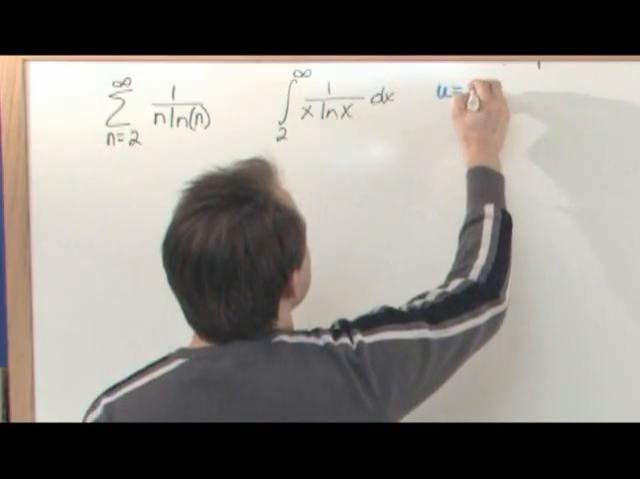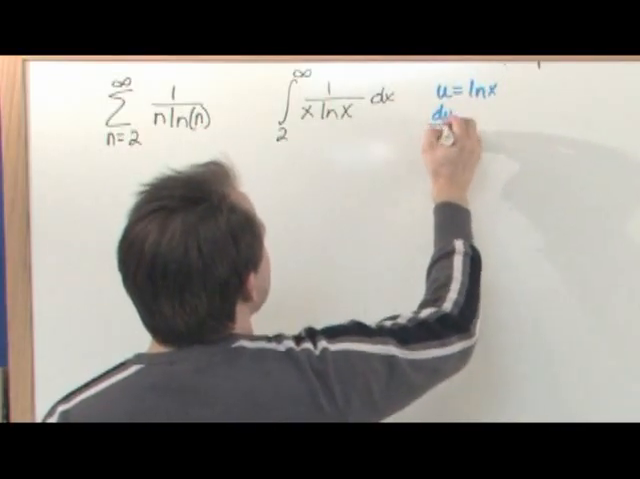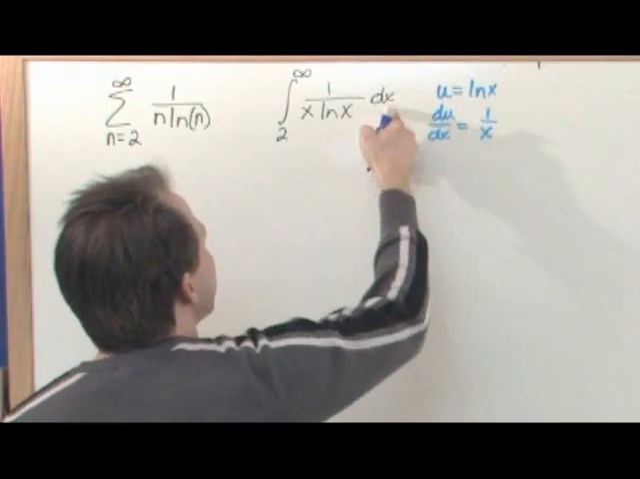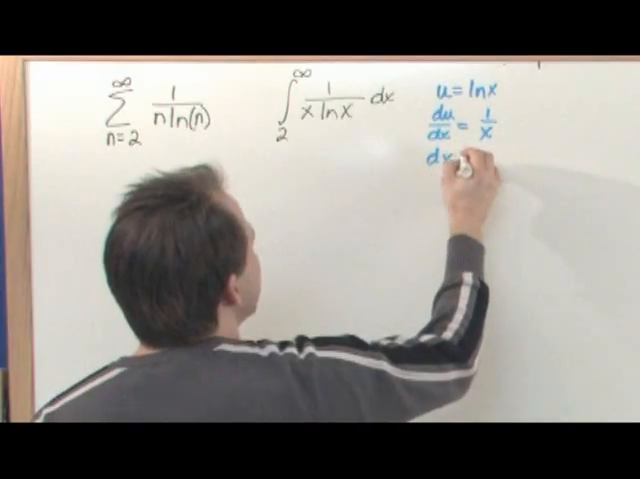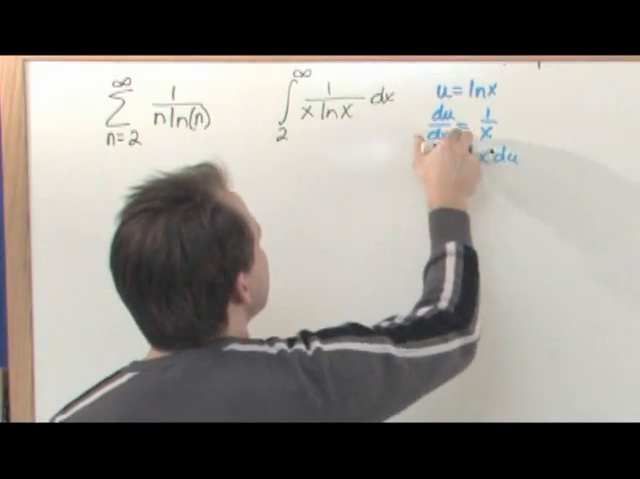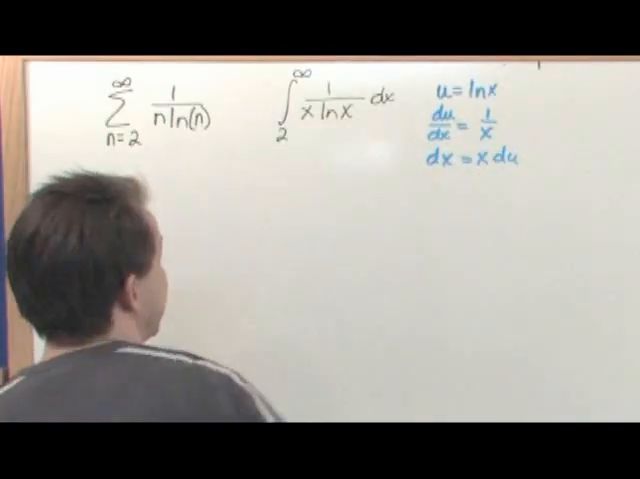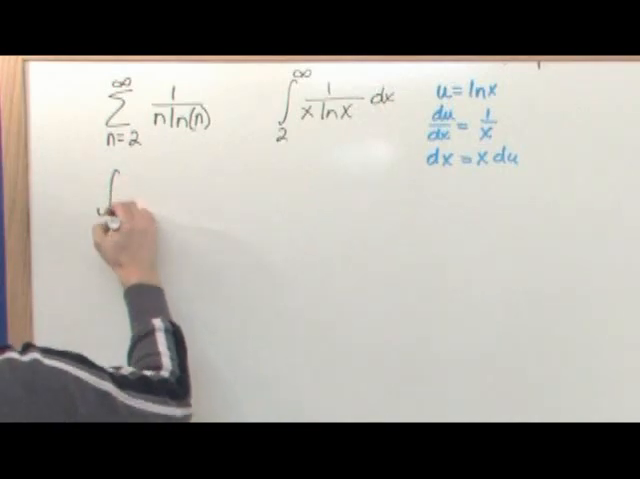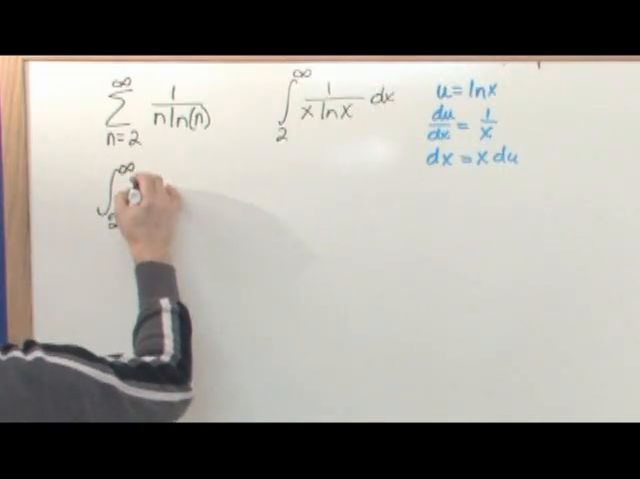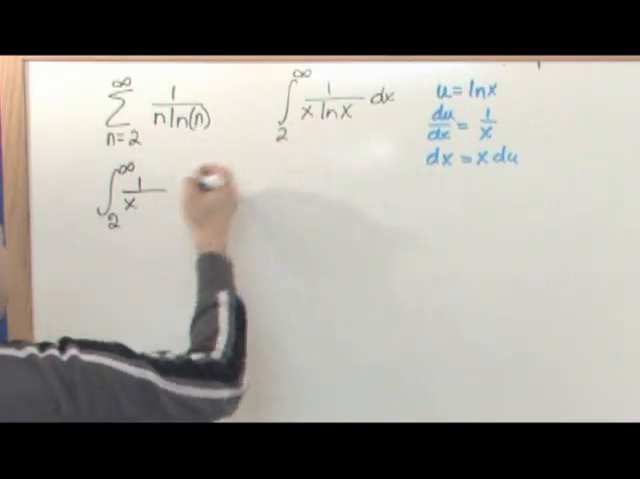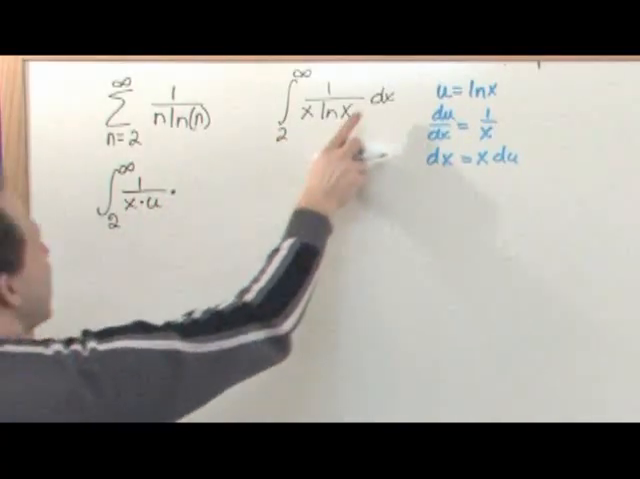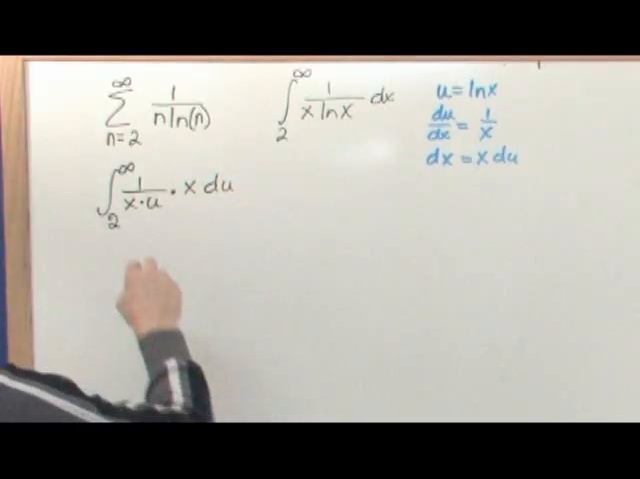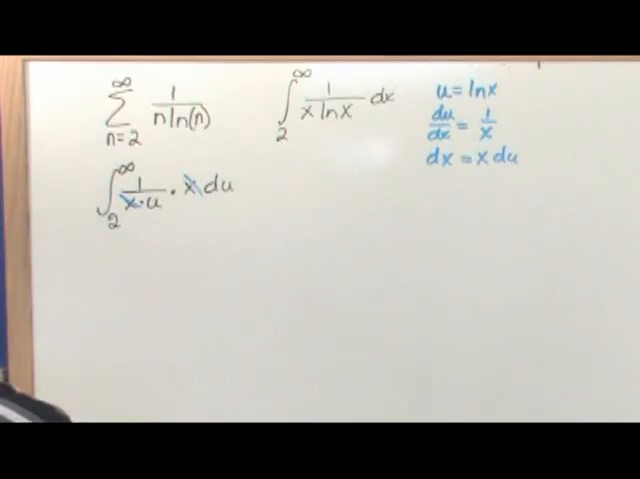If we said u is equal to natural log of x, then du dx would be what? 1 over x. So because we need dx, we'd say dx is going to equal x times du, because moving the dx over here and then multiplying by x to get it over there, dx is x times du. So let's try and see if our hunch was right. The integral from 2 to infinity of 1 over x times natural log of x, which is u, times dx, which is x times du. And you can see that we got exactly what we wanted. The x cancels with the x.